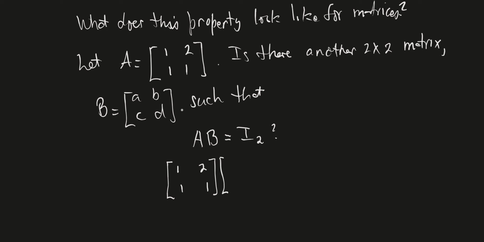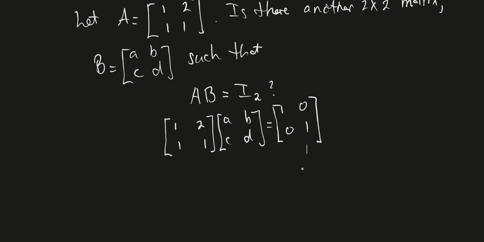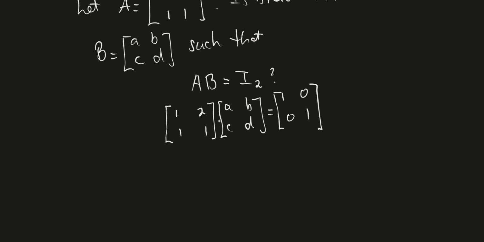And again, this was just a matrix that I picked at random. But now we can't just pick another one at random. We really have to figure out what A, B, C, and D are, so that when I do this product, I get the identity matrix. And how do we do this? Well, we're claiming that when we multiply these two, it's going to be equal to the 2 by 2 identity matrix.